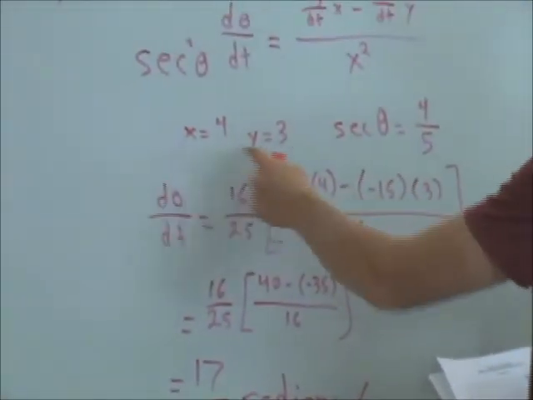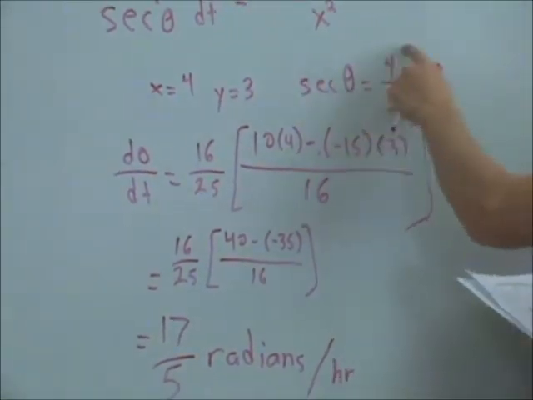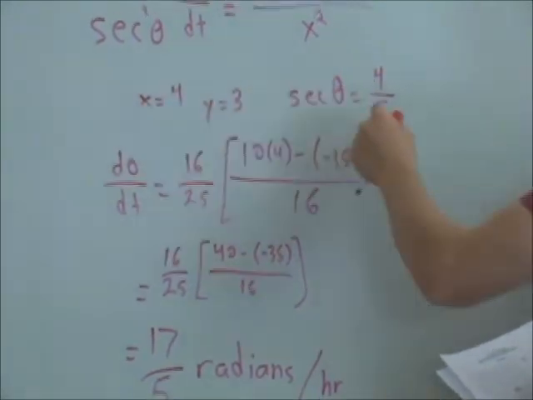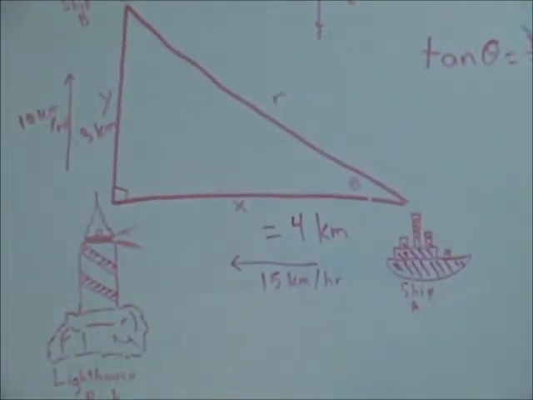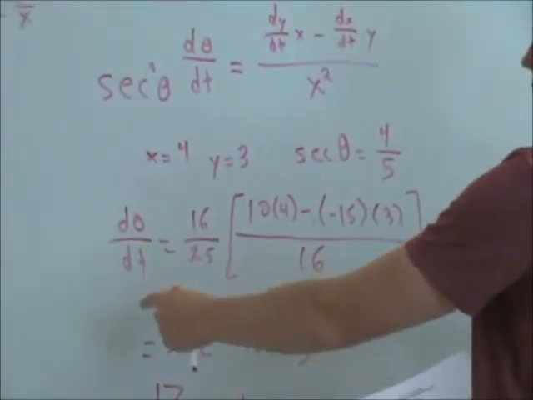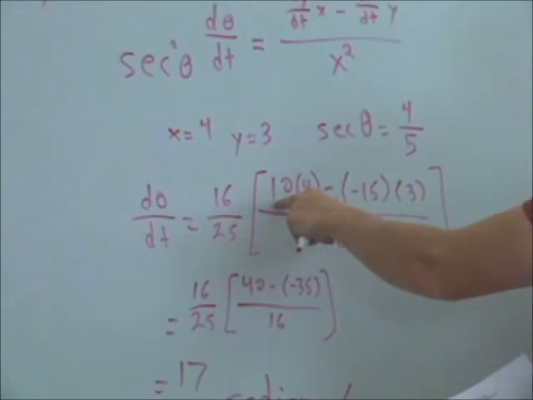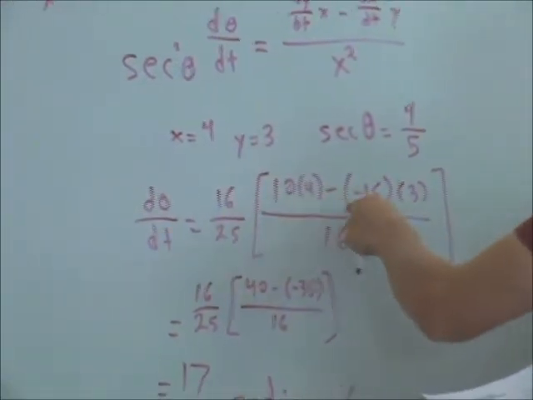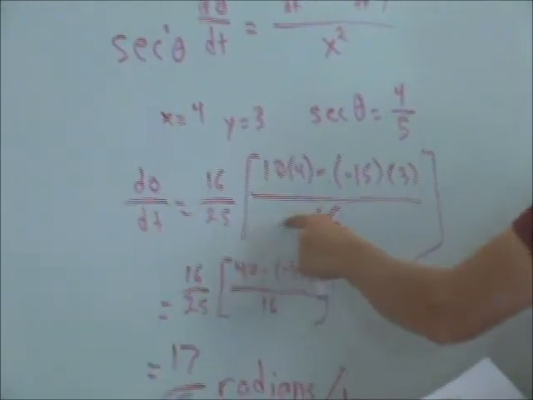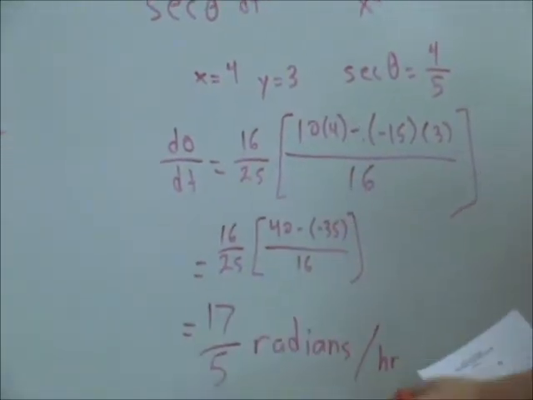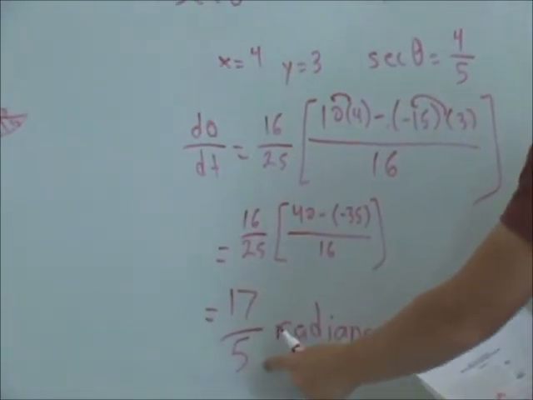So we have x equals 4, y equals 3, and our secant theta, which is going to be 5/4. Wait, cos theta is 4/5, which is going to go here. We get 4 over 5 because r is 5, and here's our 4. So now, we plug in all our values, and you end up with d theta over dt equals 16/25 times all of our quotient rule here, which is 10 times 4, plug in our variables, minus negative 15 times 3, and remember it's negative 15 because the ship is moving in the opposite direction. All that over 16, which is our x squared. And you multiply all these out, and you're going to end up with 17/5 radians per hour.